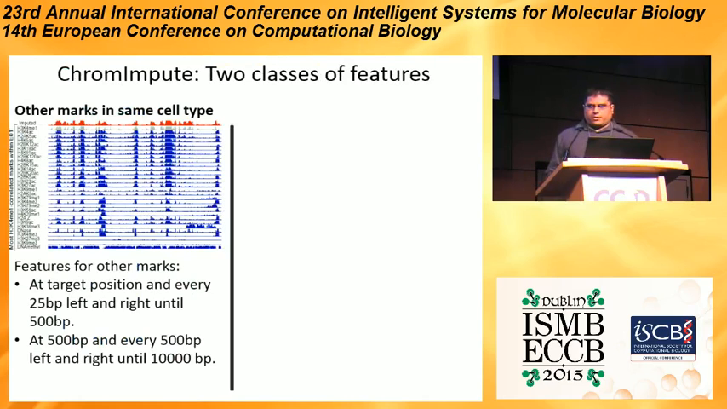So how do we actually go about imputing these data sets? I've developed this method we're calling ChromaImpute, and it takes a regression-based perspective to this problem. The features in this regression can be divided into two high-level classes. The first class of features are other marks in the same cell type you're interested in predicting for. We present these as the signal for each other mark we have in that same cell or tissue type at the target position, and at every 25 base pairs left and right up until 500 base pairs, and then every 500 base pairs till 10,000 base pairs.